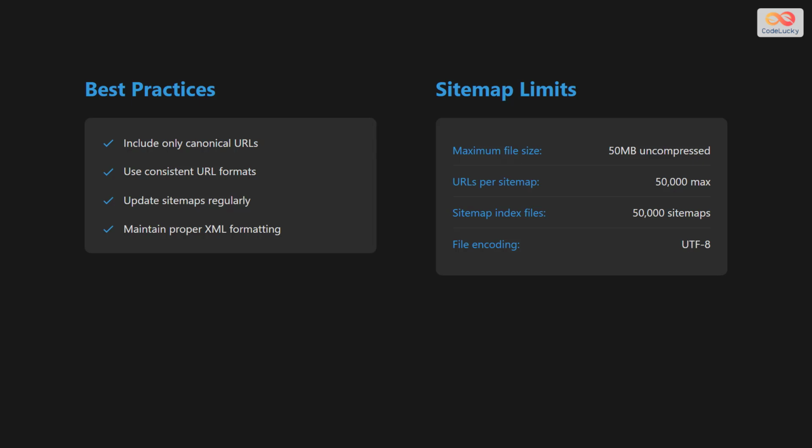There are also limits to consider. The maximum file size of a sitemap is 50 megabytes when uncompressed. Each sitemap can include a maximum of 50,000 URLs. You can use a maximum of 50,000 sitemaps in a sitemap index file. And always make sure to use UTF-8 as the file encoding.